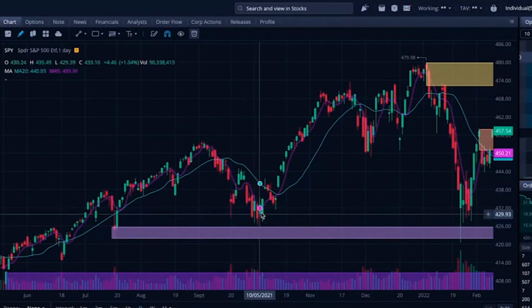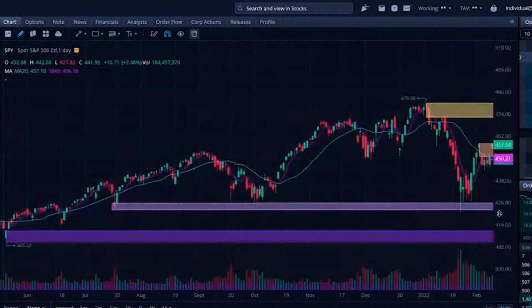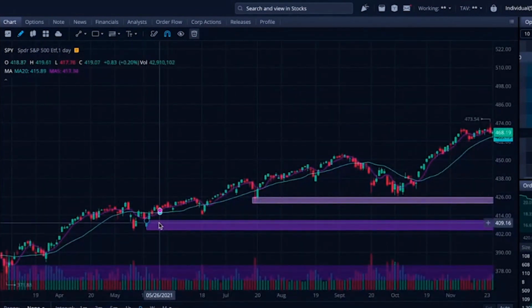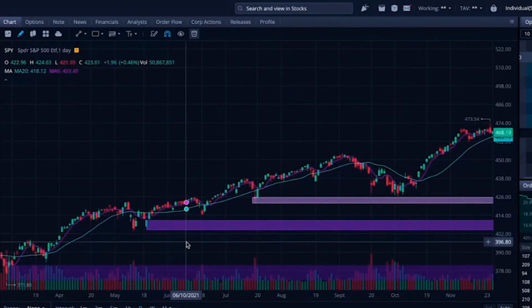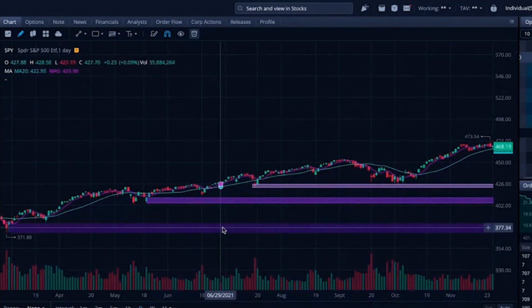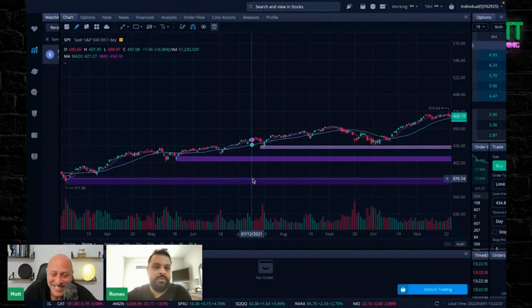And if you notice, it's been bouncing off. This was back in July. Prior to that one was right here. This, in dark purple, is your major demand zone. If we go through this, which I doubt we will, that's going to be the last resort before the market crash. So 380 is where SPY needs to completely hold before market crash.